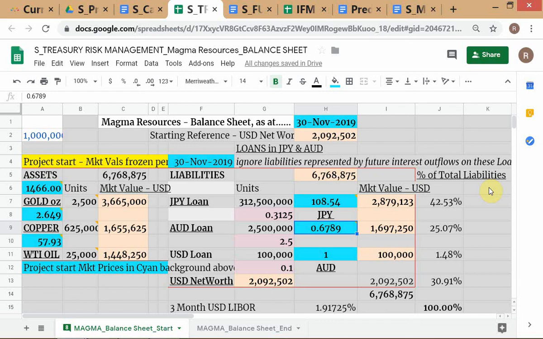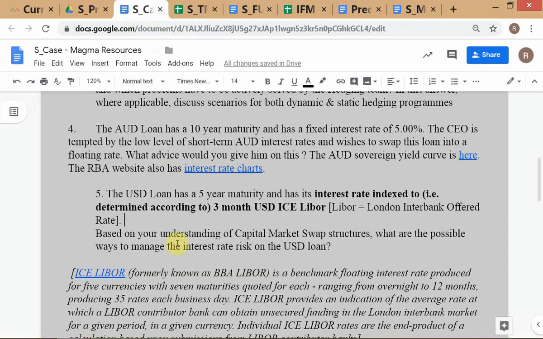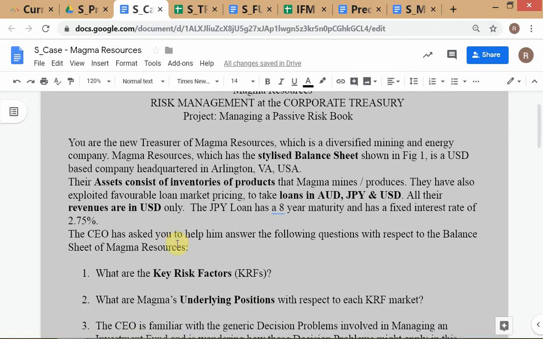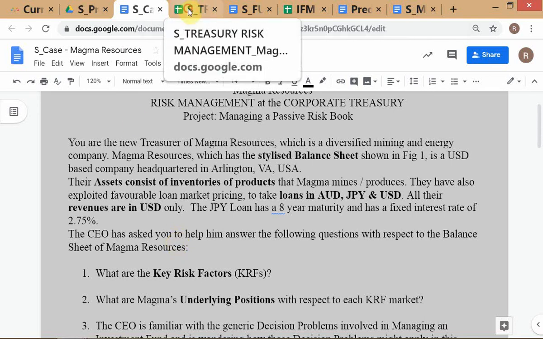So in the project, you will have to manage this balance sheet. Tomorrow it will take many sessions because many concepts have to be cleared up. I'll put this into your notes so that you can read. You have to hedge. You have to run a hedge book. Basically, you will have to run a hedge P&L.